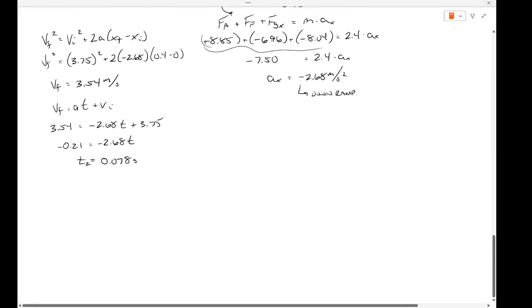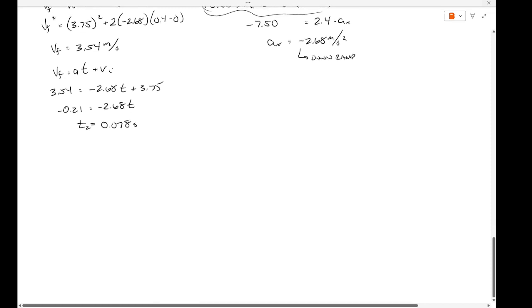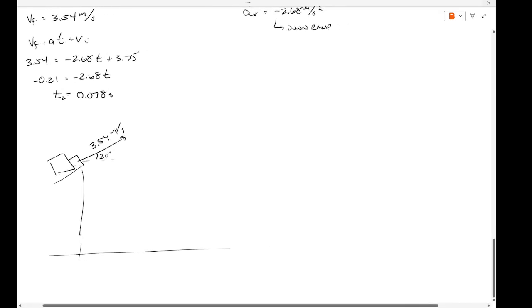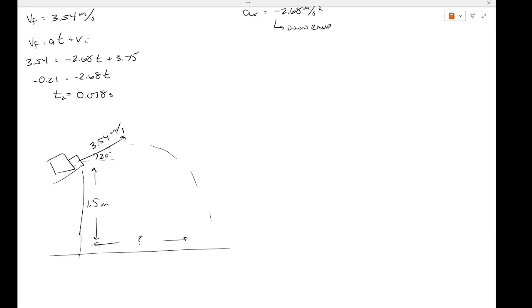So this cart is now at the top of the ramp. This combined cart is now traveling with some velocity. We know that velocity is now 3.54 meters per second. It's launching at the ramp angle, and it's leaving this ramp, and it's going to land on the ground down below at some distance away. They tell you the height of that table is 1.5 meters. And we're trying to find that horizontal distance that it needs to get to.